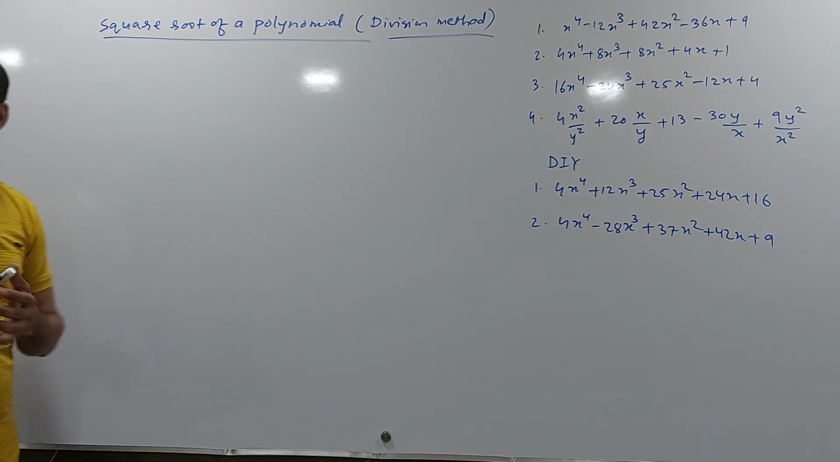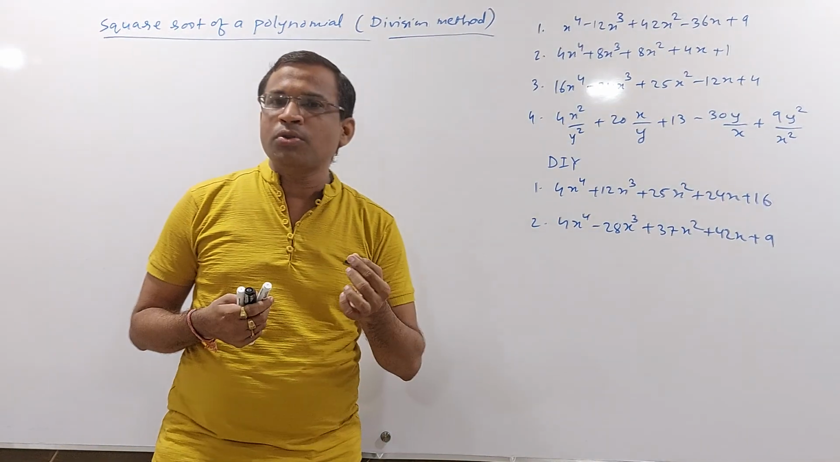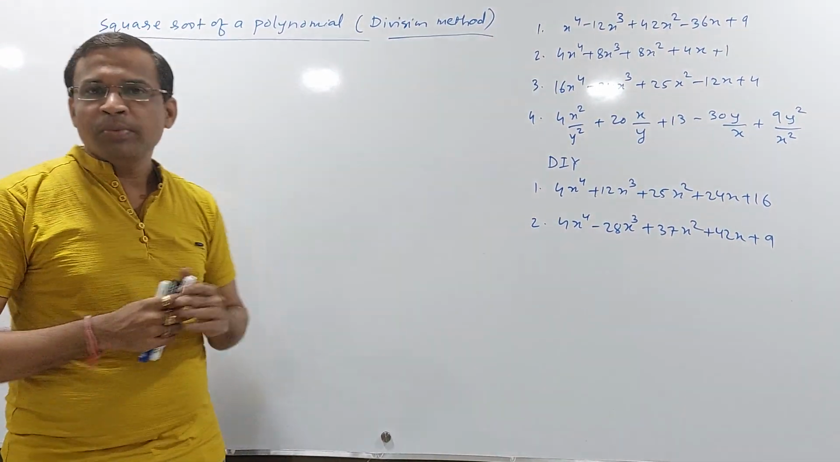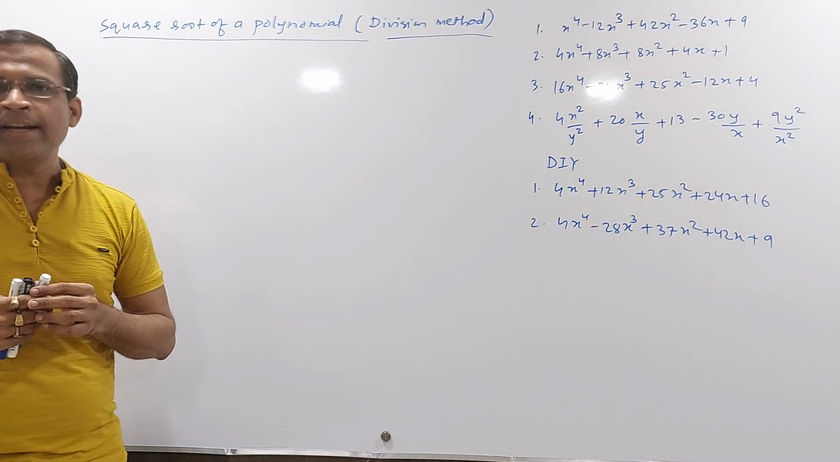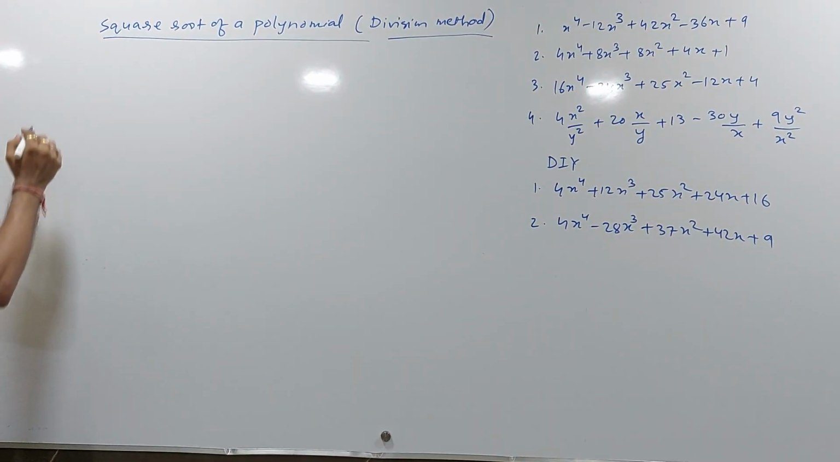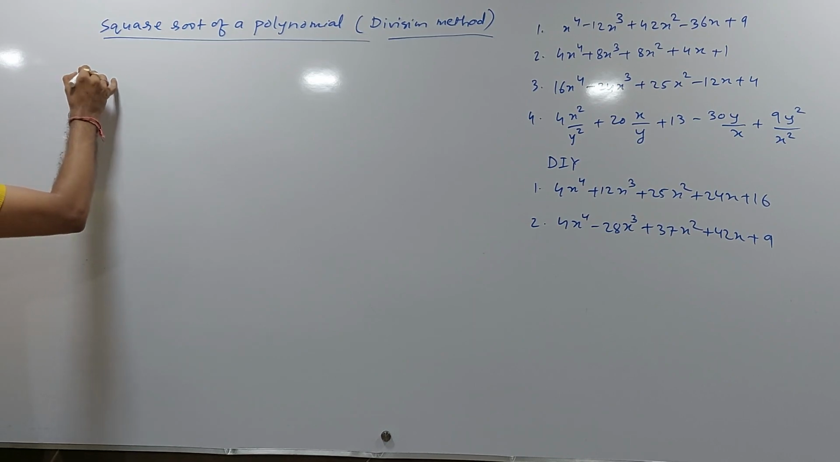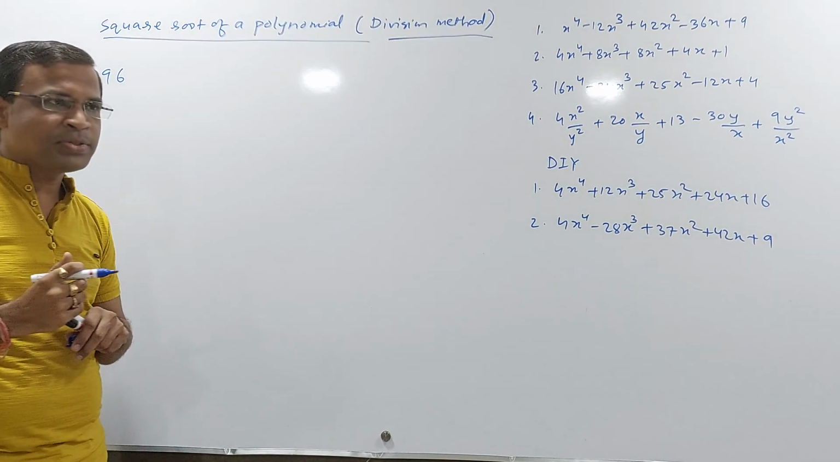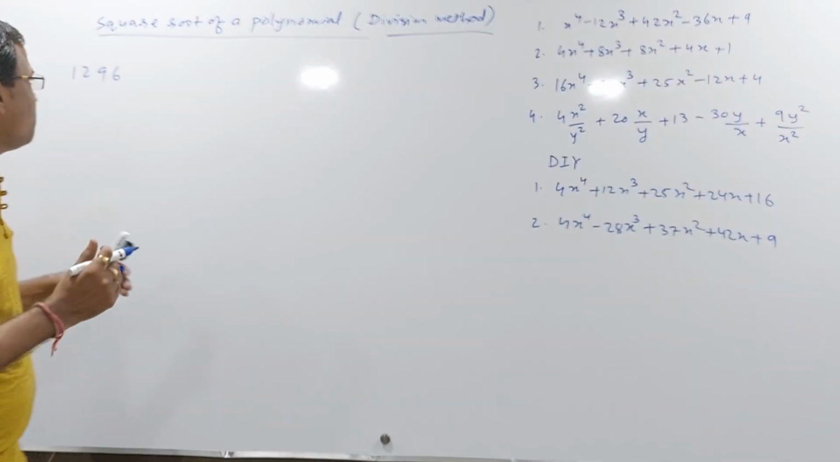First of all, you should know how to get the square root of a number by the long division method. A number, not a polynomial. That is something you would have learned in 8th standard. Let me just take one example of that. Suppose I have to find the square root of 1296. So it's a 4-digit number.